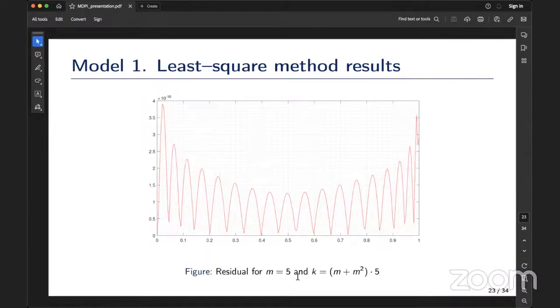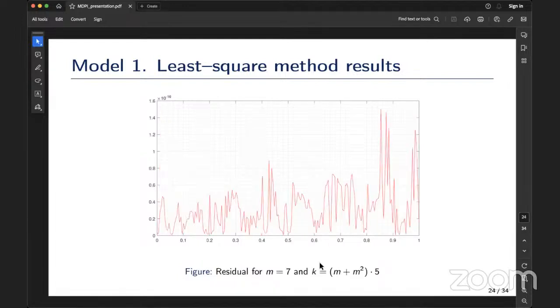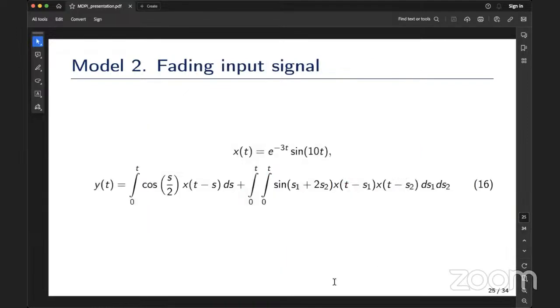Okay, this is the residual for m equal to 5 and k equal to m plus m square multiplied by 5 for the least square method. So this is for m equal to 7, and this number of k.